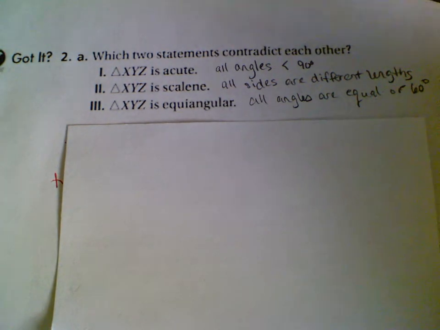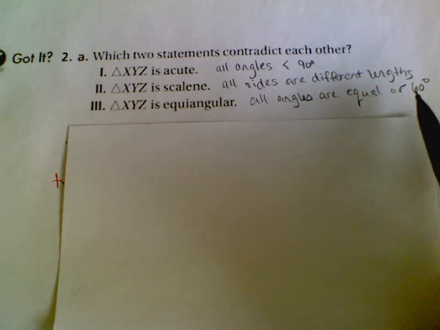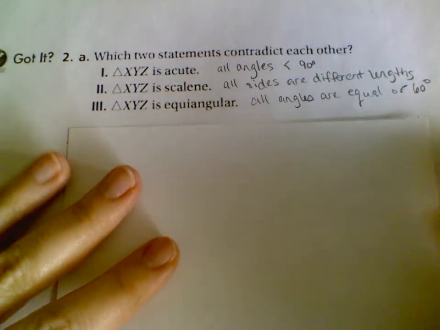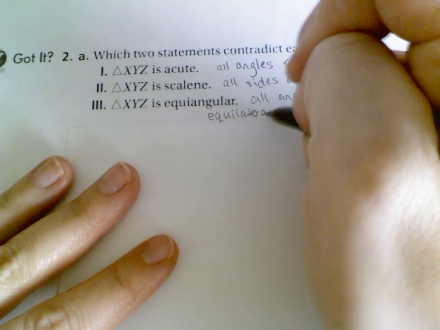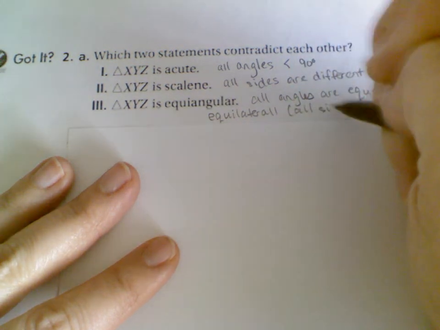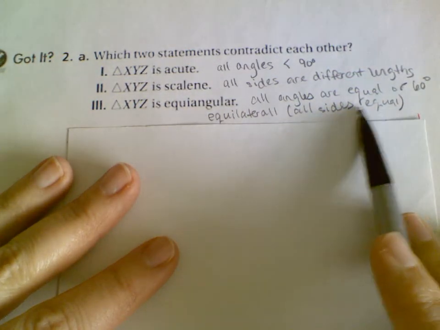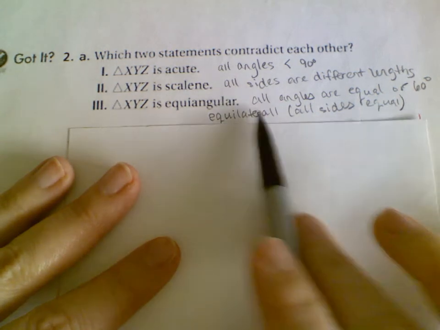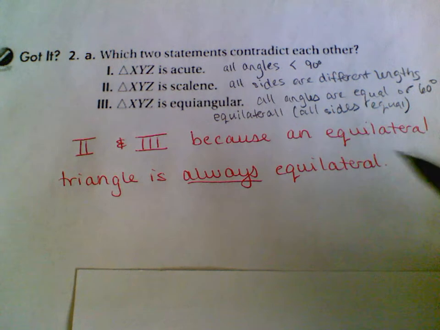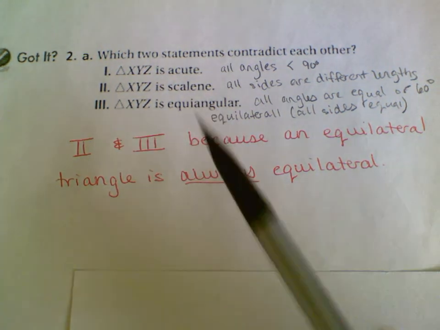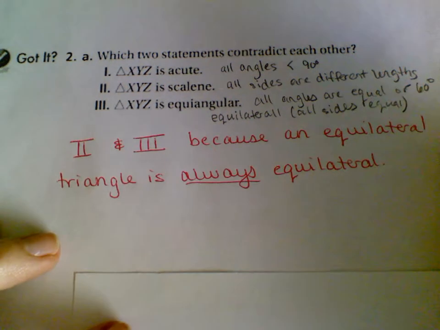Now, here's the thing. If I am equiangular, keep in mind that you should also know what else it is. If I am equiangular, it is also equilateral, which means that all of the sides are equal. So if it's equiangular, it's also equilateral, which therefore means that it can't be scalene. So your answer should be 2 and 3, because equiangular triangles are also equilateral, and so that's the piece that you always need to keep in mind.